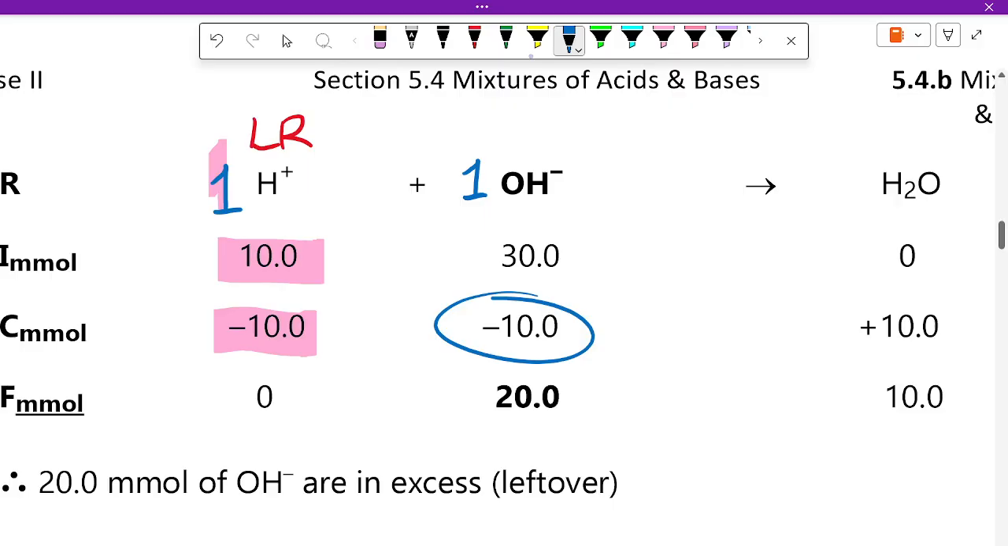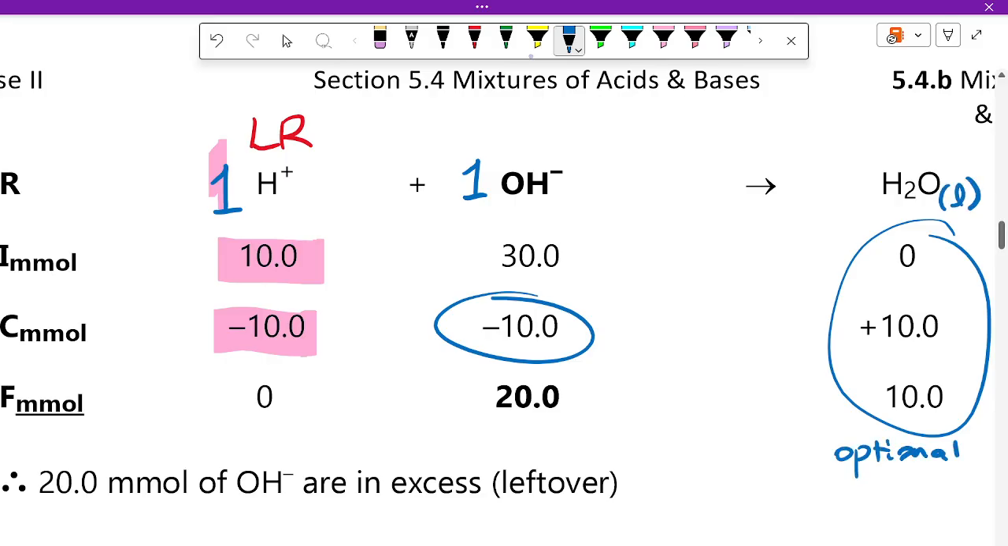You can fill in the water column, but is it necessary? No. So up to you. Optional. Because it is a liquid.